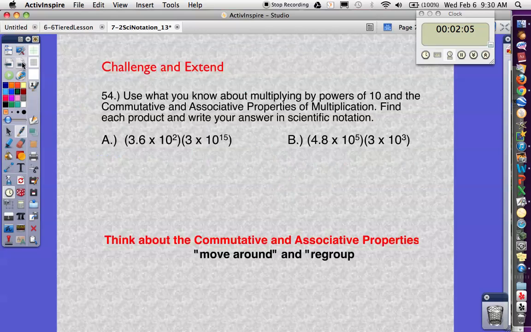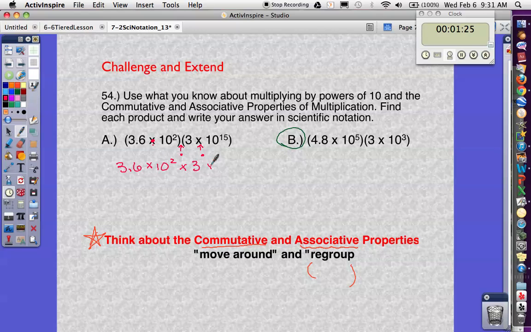Last example then, guys. I'm going to do A, you're going to do B. When you do the multiplication with scientific notation, you need to think about these two properties. The commutative property allows you to move terms around. When you're multiplying multiple things, you can move the terms in whatever order you want. The associative property allows you to regroup the terms then. You're allowed to regroup the numbers in any order with multiplication. So when you take a look at this first example, what does this mean? This is just multiplication. So you can rewrite this in any order that you want.